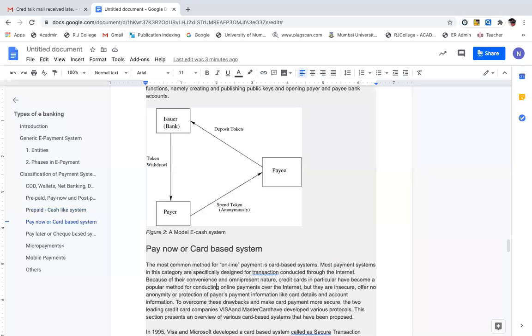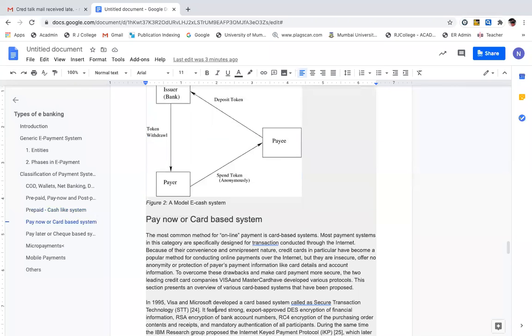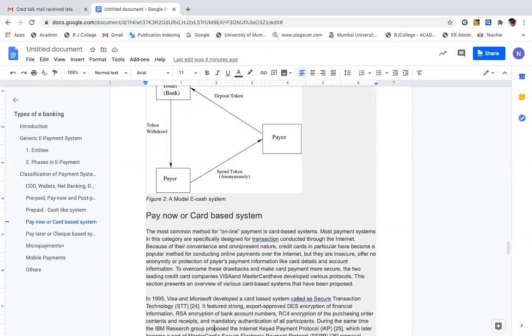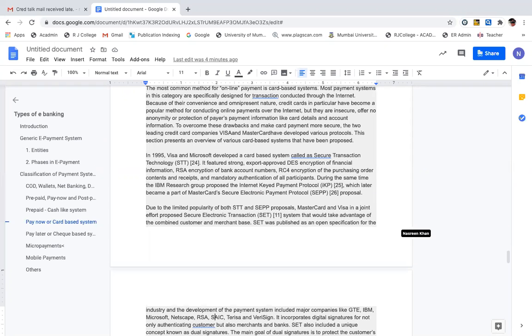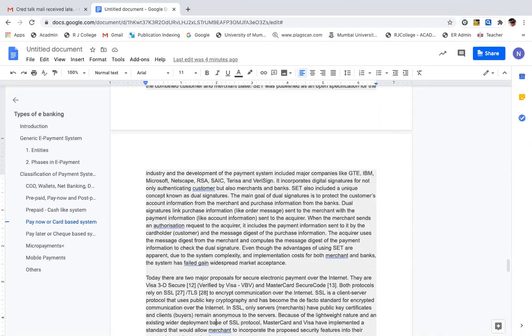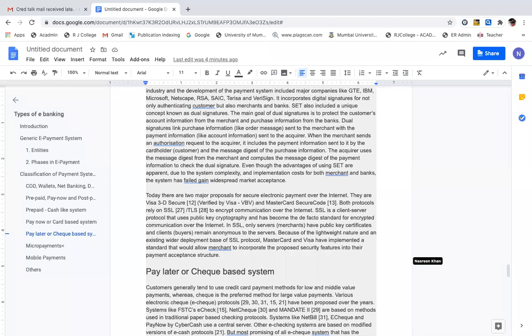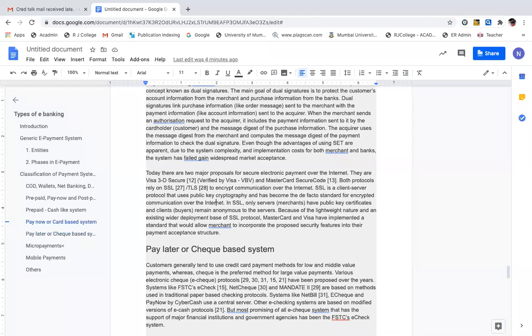And now talking about the pay now or card-based system. Immediately you make a payment, or you can use your credit card, or you can use payment systems where later on it gets debited. Now Master and Visa cards are popular, right? Wherein they do secured transactions, which they call STT. So we call it card-based payment. Whenever needed, you can pay immediately, or later on also it gets debited. Are you all following? Pay now means paying immediately, right?